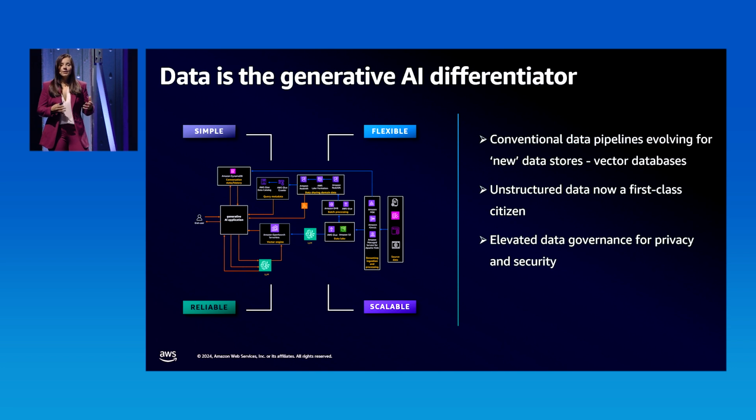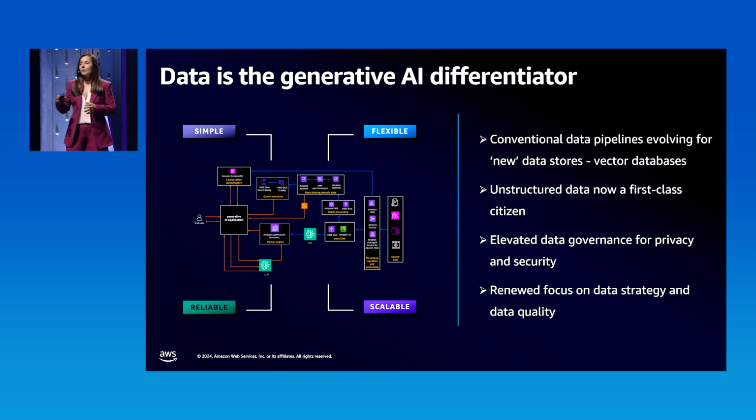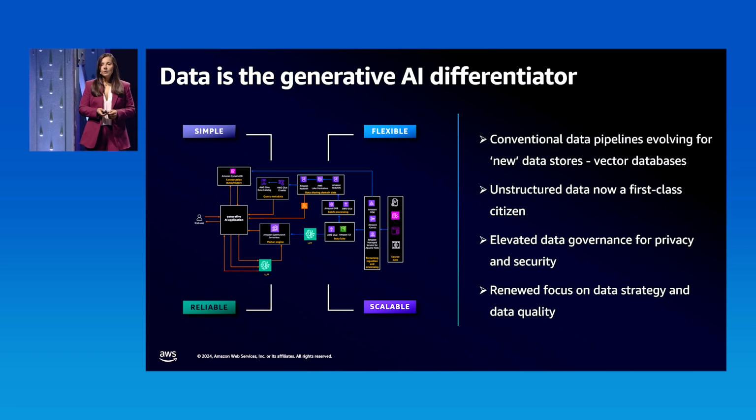Nat also shared some best practices. How can you build privacy and security around your data? And finally, the theme that was showing up throughout the whole presentation is that data quality is really the differentiator for your generative AI workloads.